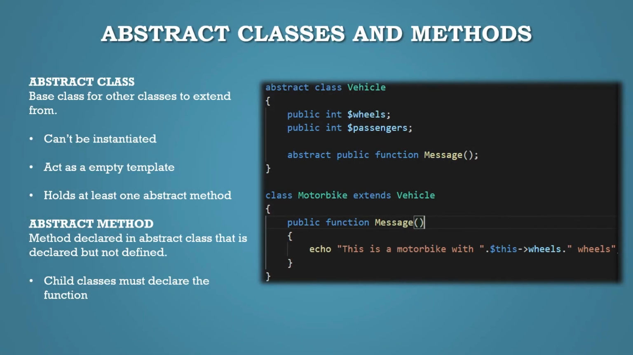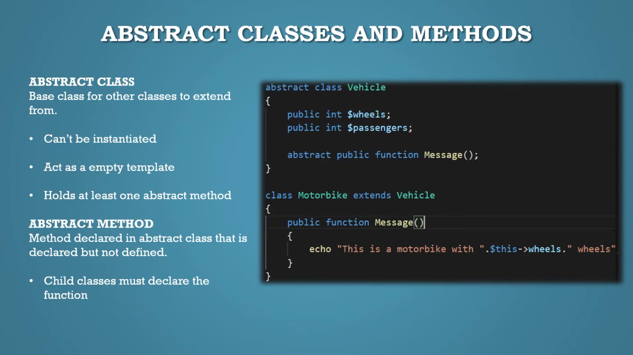Now, what if we would like to create a class that has all the generic methods that other classes would use as a base, but we would like to prevent the user from using that class directly? This is what an abstract class is for. It is basically a base class for other classes to extend from, and the main features of abstract classes are that they cannot be instantiated, they act as an empty template, and they need to hold at least one abstract method. Now, an abstract method is a method that is declared in an abstract class, but it's not defined, meaning that it doesn't have any logic.